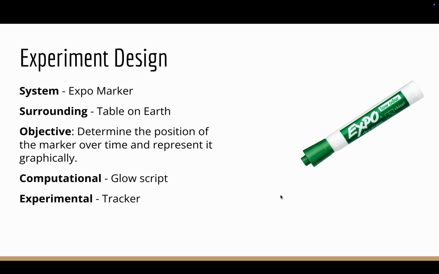Moving on, I'll talk about experimental design. In my experiment, the system was the expo marker, the surrounding was a table on Earth, and the objective for this experiment was to determine the position of the marker over time and represent it graphically. This was done using these applications: computational GlowScript, and experimental Tracker.